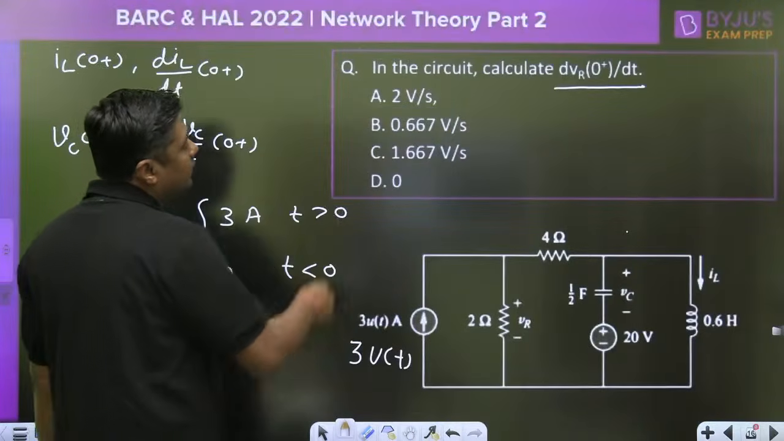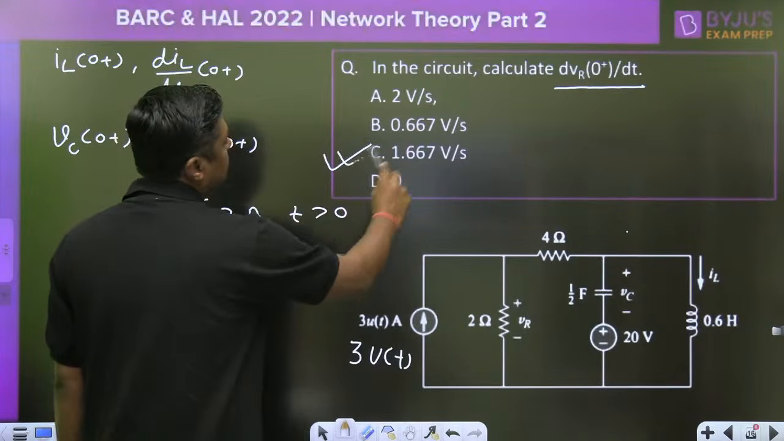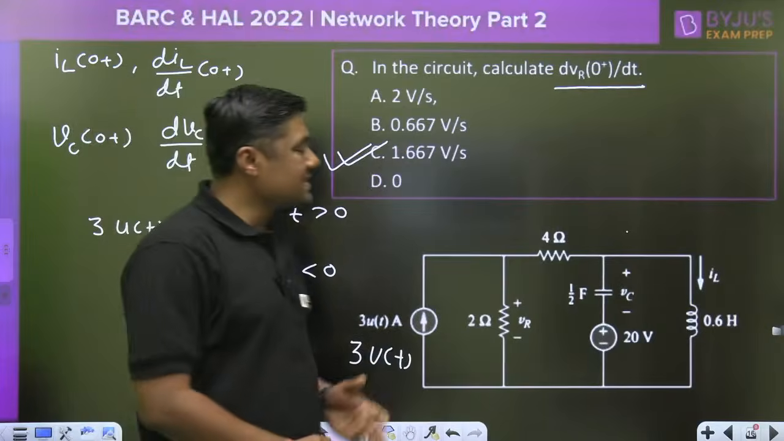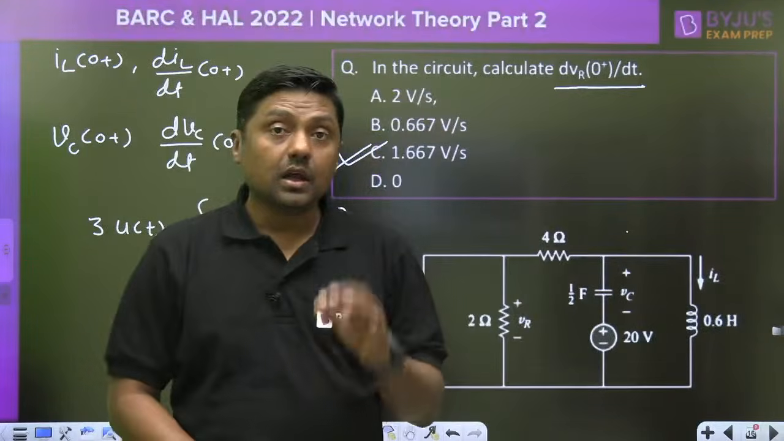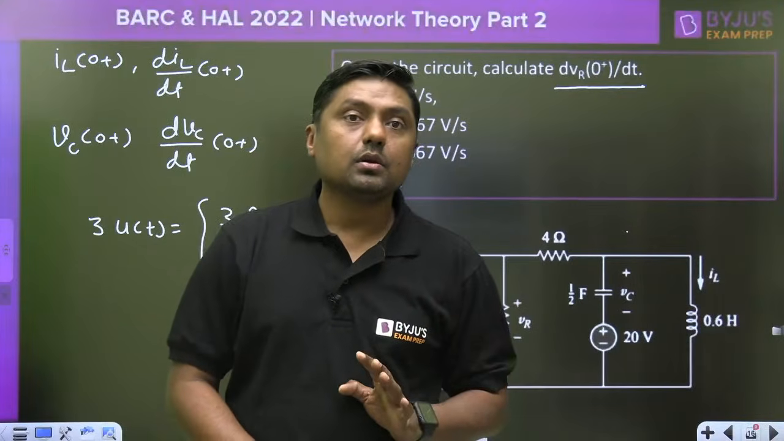So your answer is 2 by 3. 2 by 3 means what? 1.667 volt per second. Look, from one question we are getting a number of pieces of information, right?